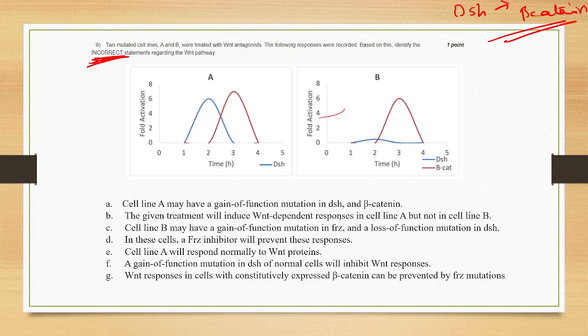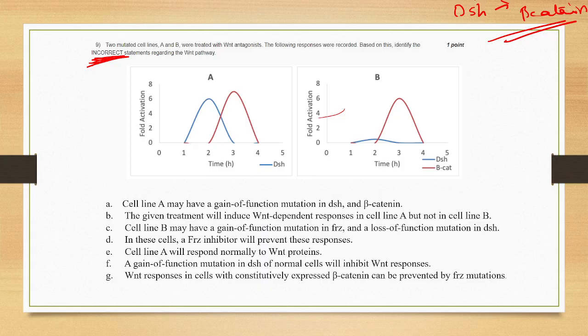It is fine. The given treatment will induce Wnt dependent response in cell line A but not in cell line B. What do you think? It should be correct or not? It is incorrect. Why? Because the given treatment will induce Wnt dependent response in cell line A but not in cell line B. It will induce Wnt dependent response in B too, because although the level of disheveled is less, beta catenin levels are still there.